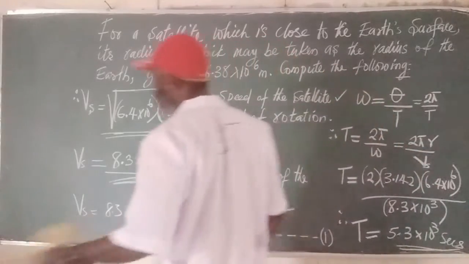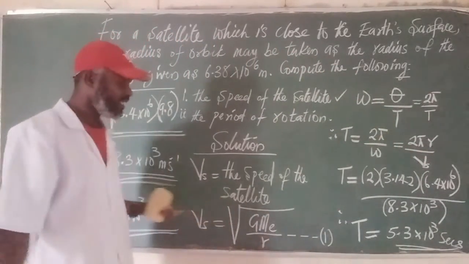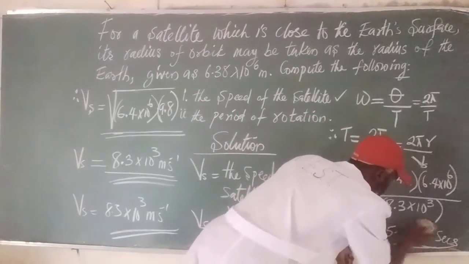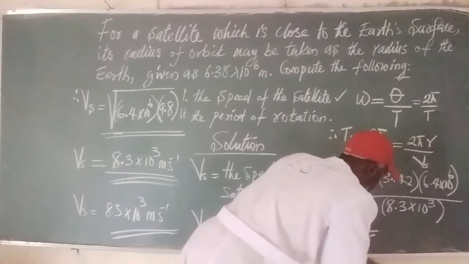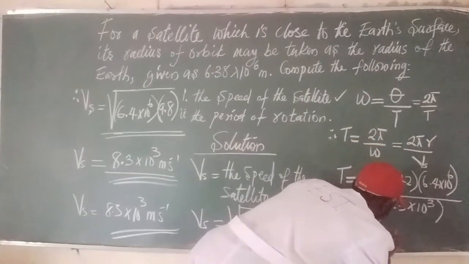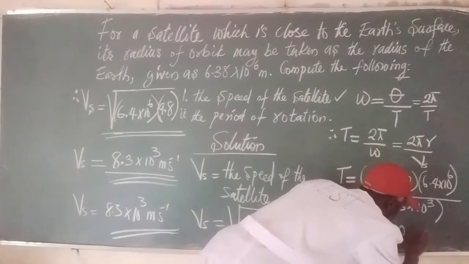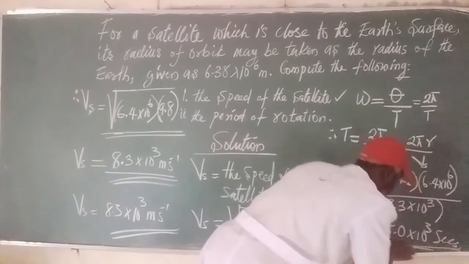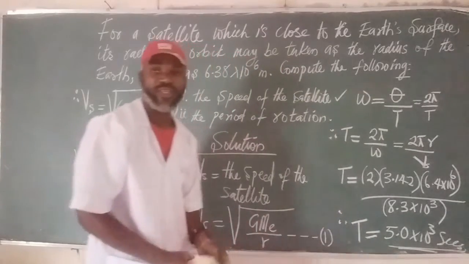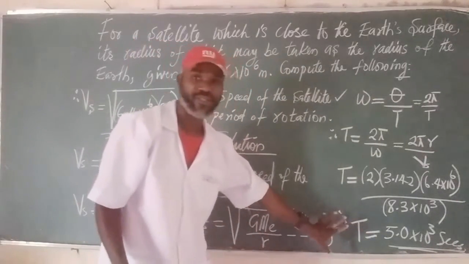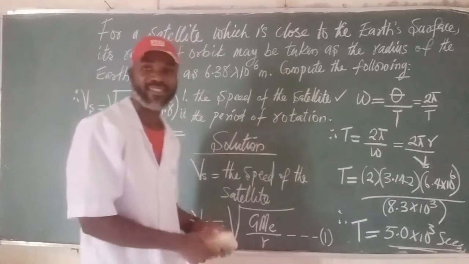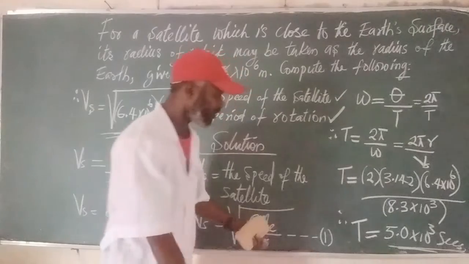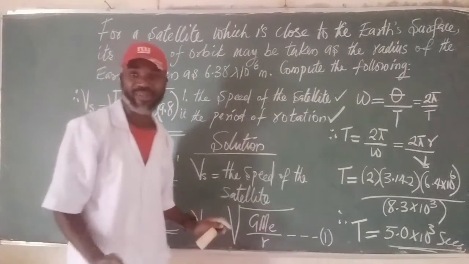That's it. That's what it means. So look at it very well. Okay, there should be just ordinary 5. Let me rewrite this for clarity purpose. That should be just 5.0 times 10 raised to the power 3 seconds. Okay? Look at it. This is the period of rotation of the satellite. So question number 2 has been solved. That's what it means. Look at it. Very simple.